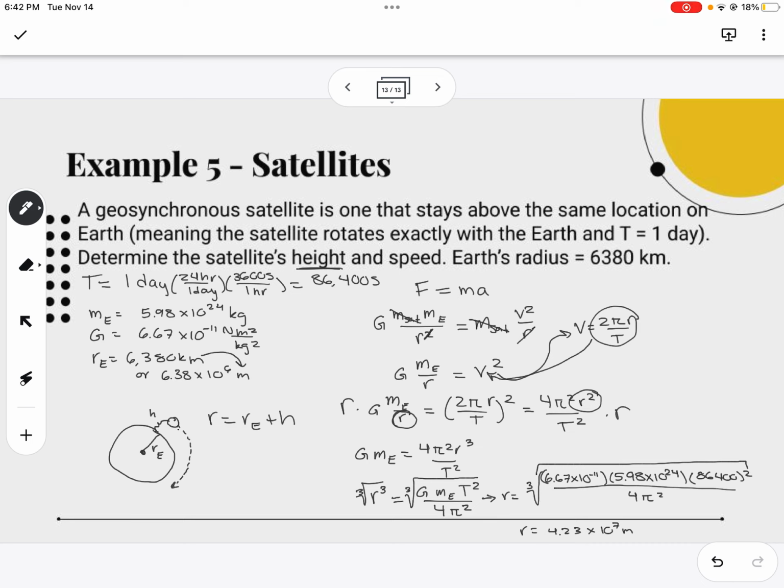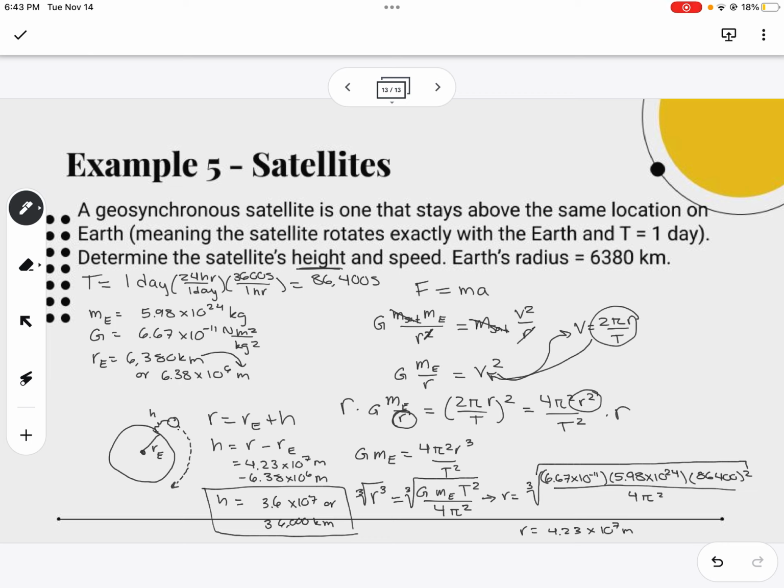So the cool part is we're not done yet. So that's r. Remember, I want to try to find h. To find h, I need to take that r value we just found and subtract the radius of the Earth from it. So 4.23 times 10 to the 7th meters minus the radius of the Earth, which is 6.38 times 10 to the 6 meters. Plug that into your calculator. You're going to get h equals 3.6 times 10 to the 7th meters, or about 36,000 kilometers above the Earth. So that's the satellite's height.